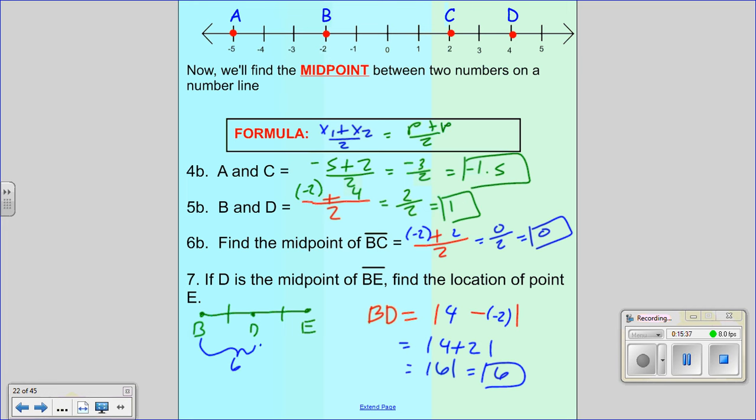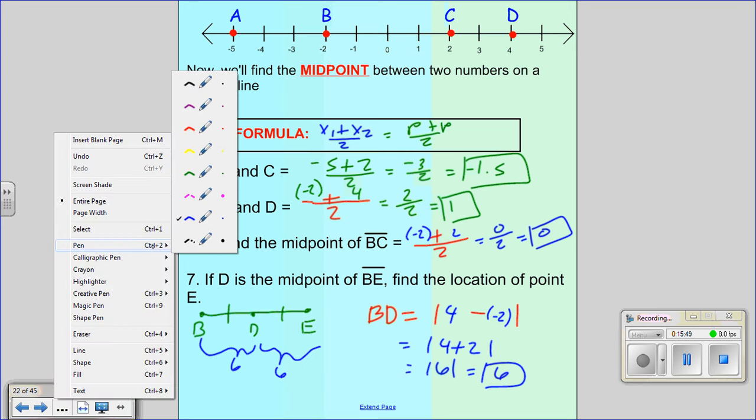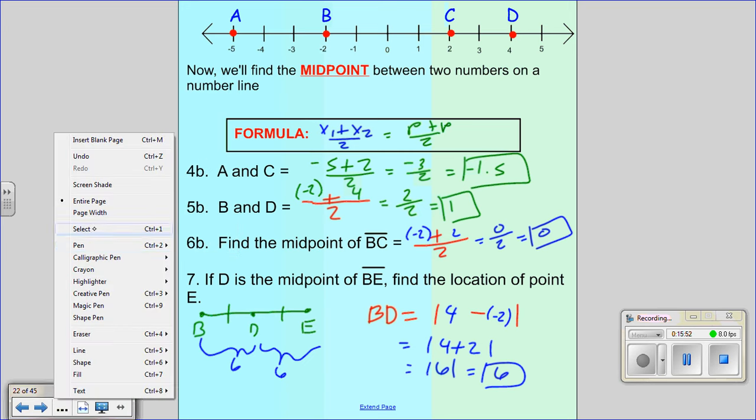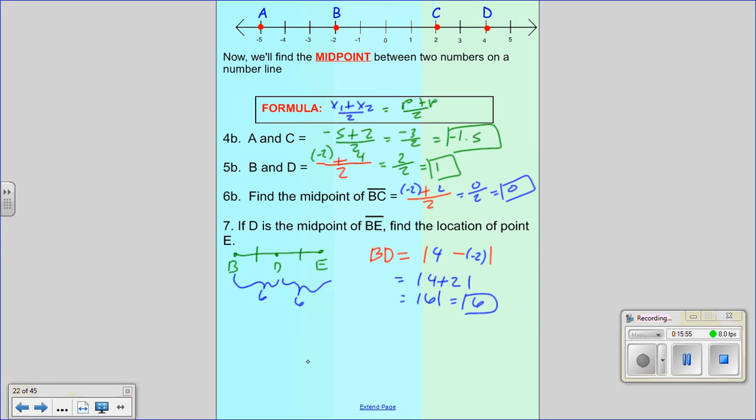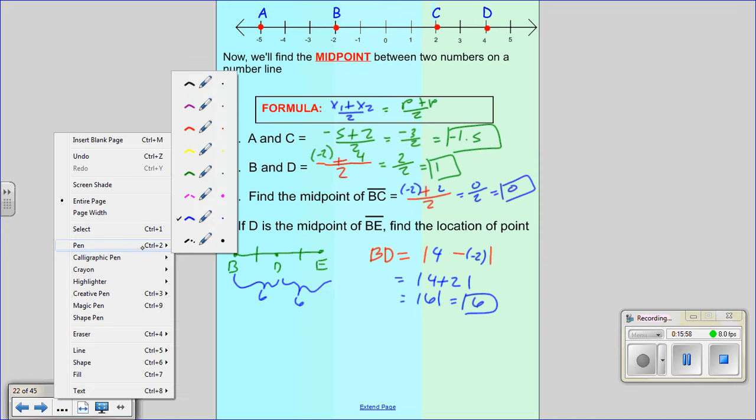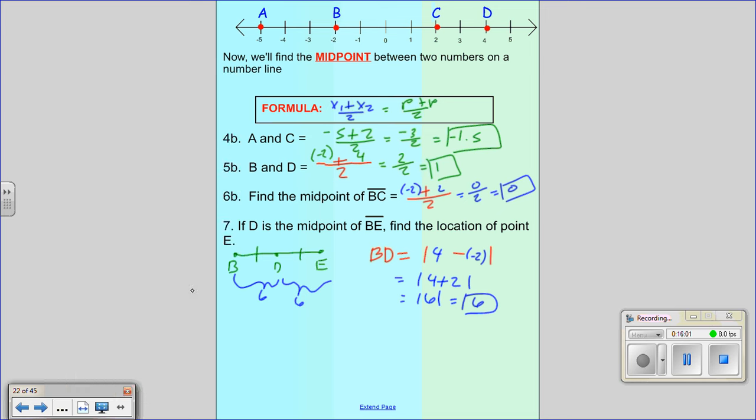So we know the distance from B to D is 6. So the distance from D to E should also be 6. So if D is located at +4, I would have to add 6 more to find E. So point D plus 6 would be point E. And D is at 4. So that means E is at 10. Okay.